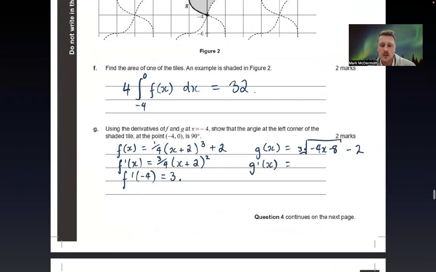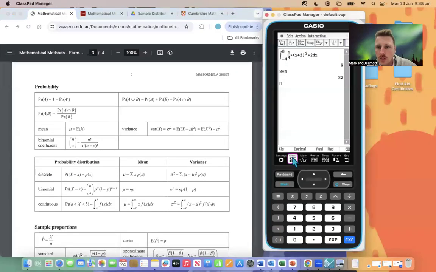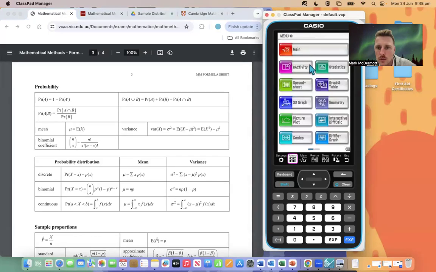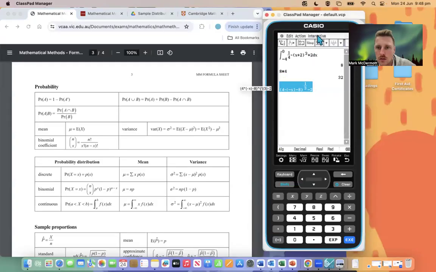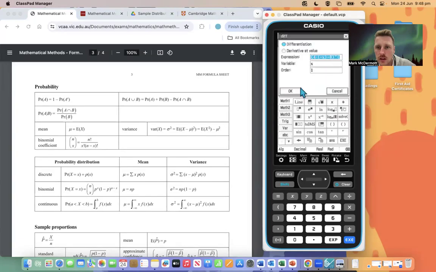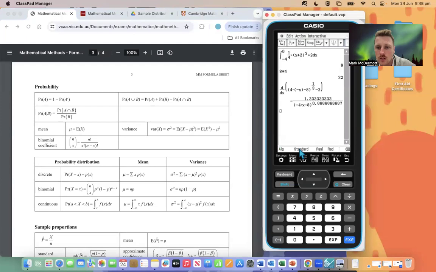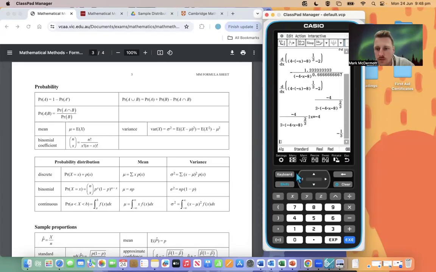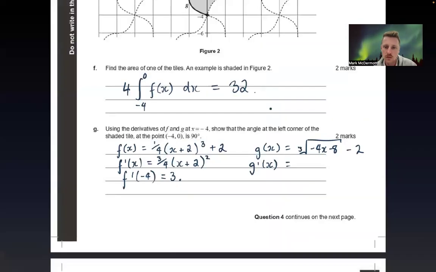Now g dash of x. I'm feeling less brave now, so I'm going to go back here, copy that, go back to the main screen, paste it there. Interactive, advanced, calculation. I want to differentiate that, so that's g dash of x. I want to know what that is when x equals -4. It's -1/3, which is what we want.